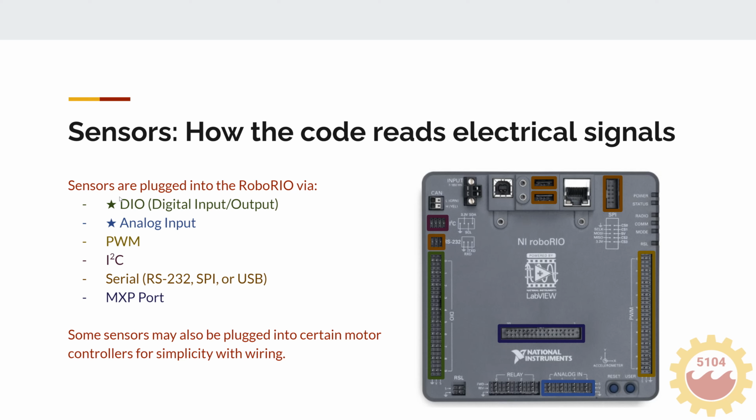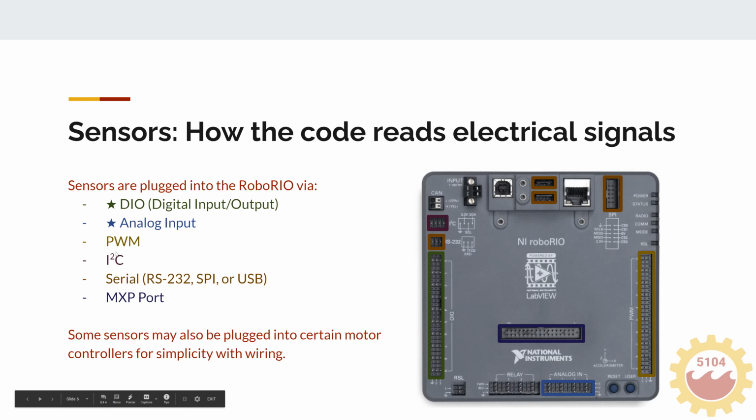Through the RoboRio, a sensor can be plugged in a couple different ways. The most common is digital input-output, which means the RoboRio can take an input of a digital signal and read it through code, or it can output a digital signal, which is a little bit less useful. Analog input means it can only read from analog sensors. It can't actually output analog, which is fine because that's really all you'll need. There's also a couple others.